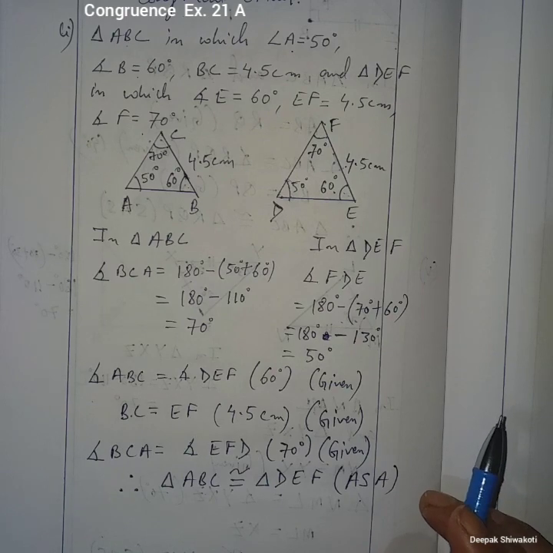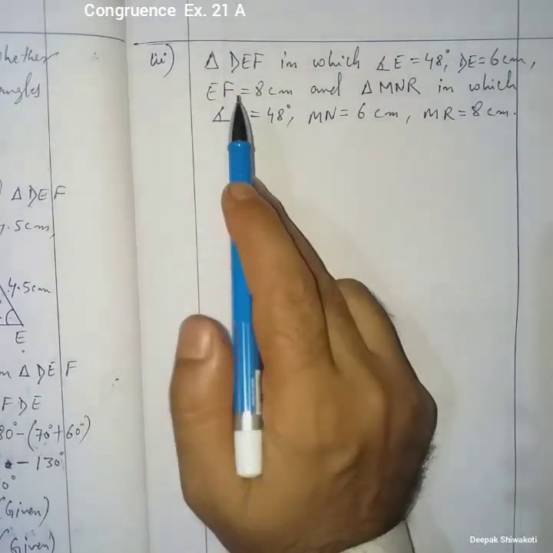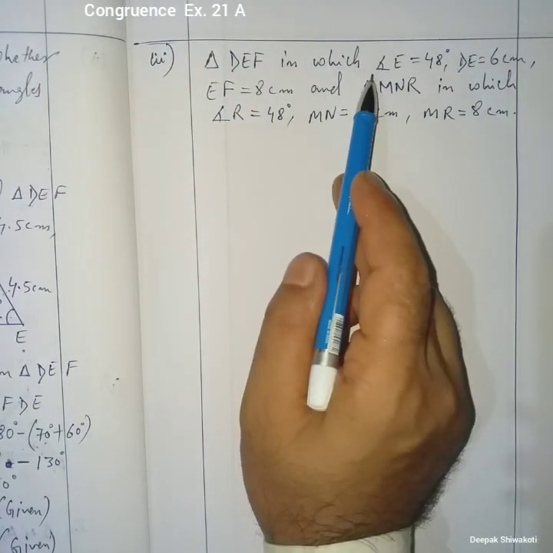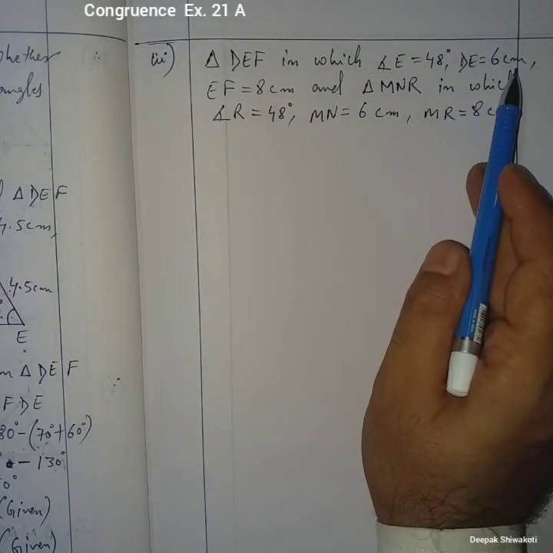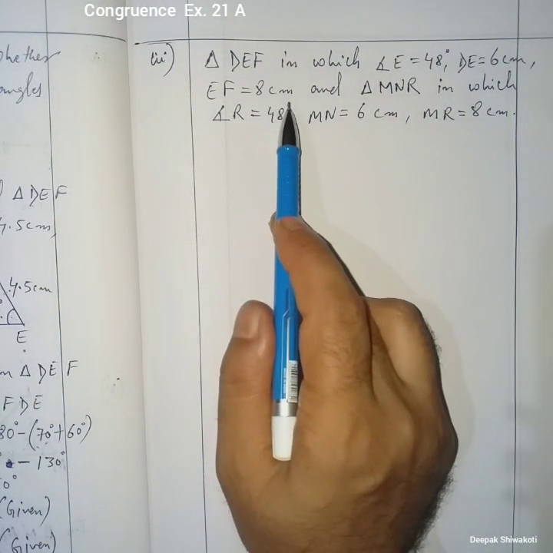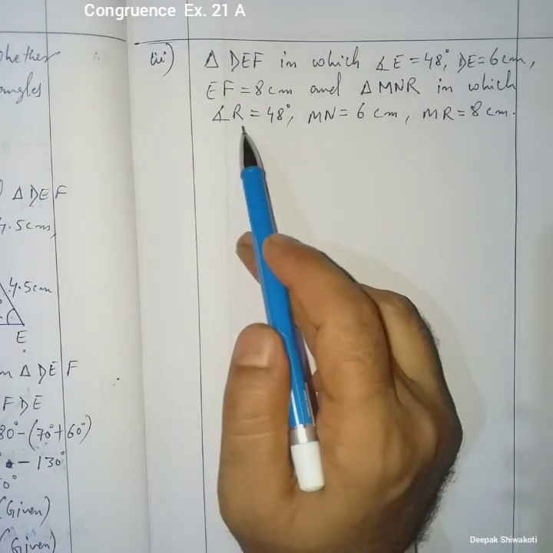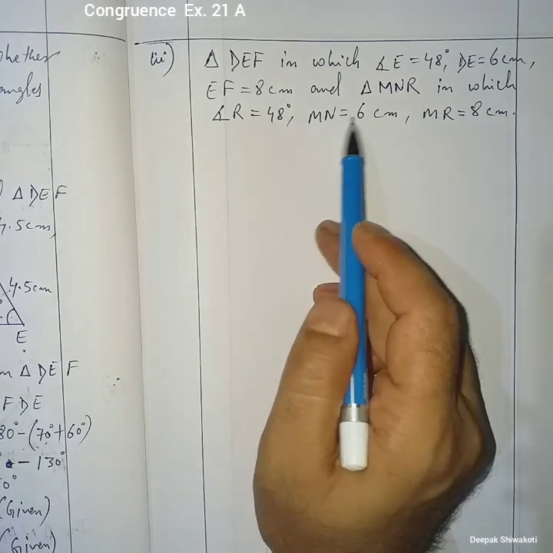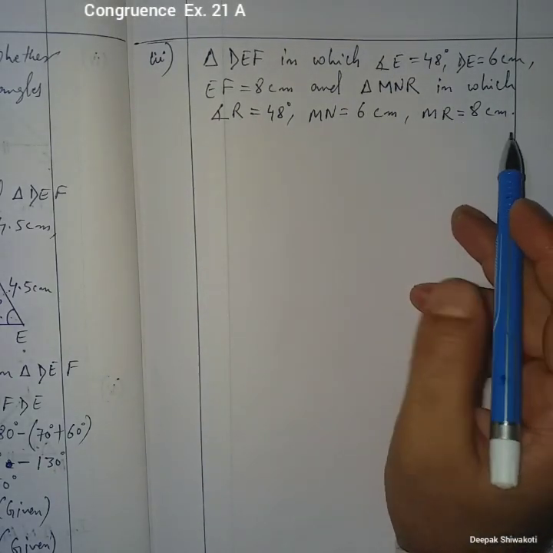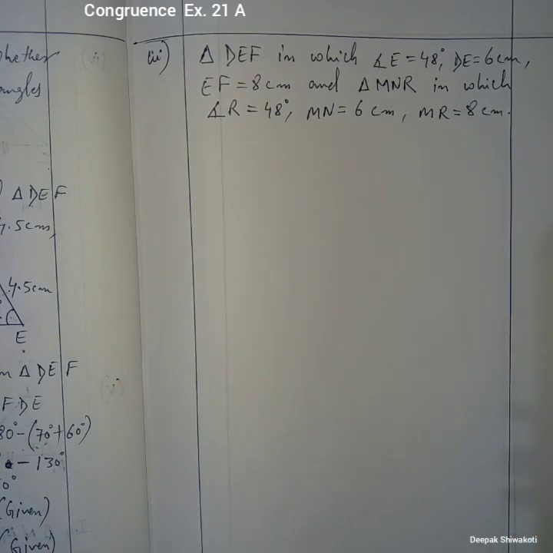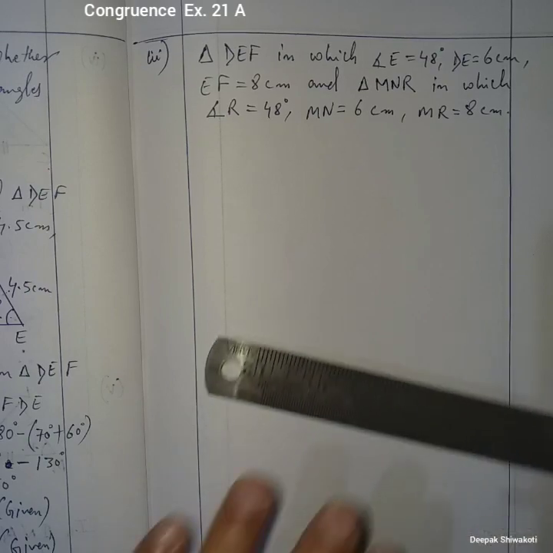Next is question number 3-2. Triangle DEF, in which angle E is equal to 48 degree, DE is equal to 6 centimeter, EF is equal to 8 centimeter, and triangle MNR, in which angle R is 48 degree, MN is equal to 6 centimeter, MR is equal to 8 centimeter. Now let us draw the diagram or the triangle, okay.